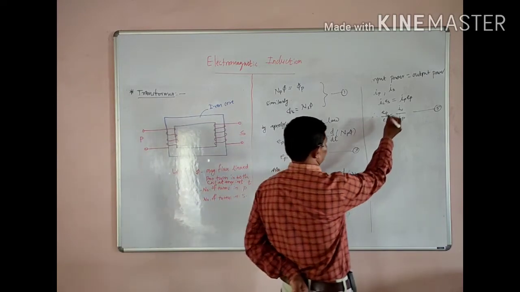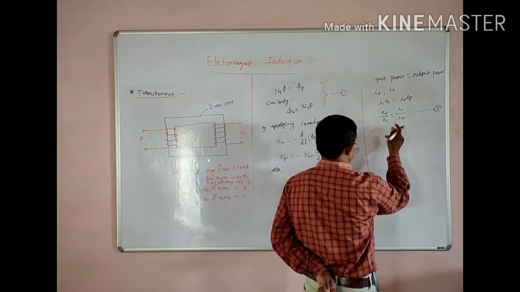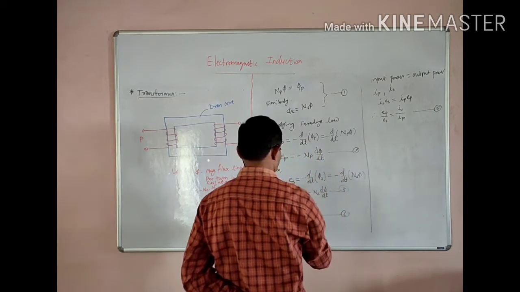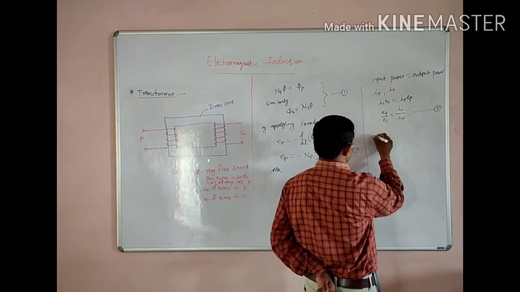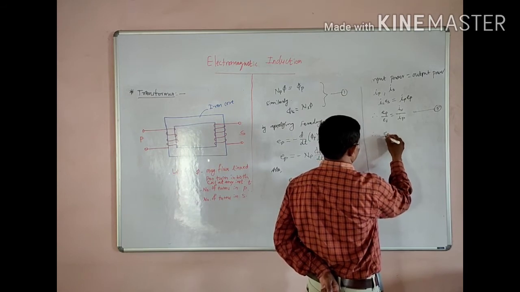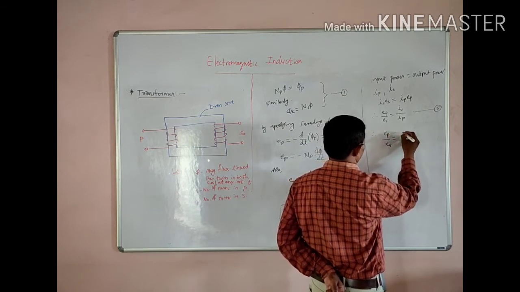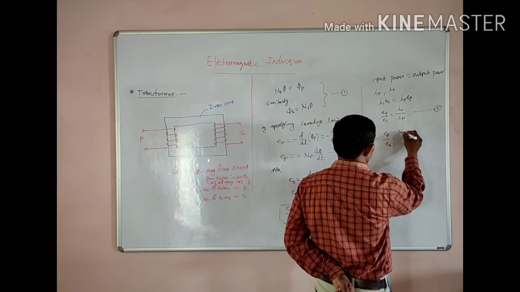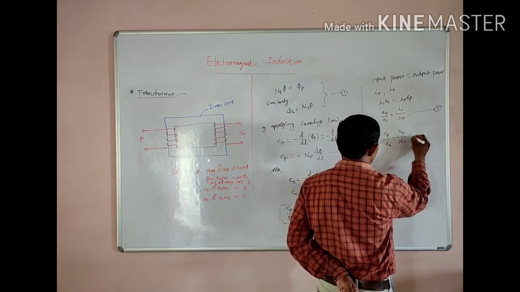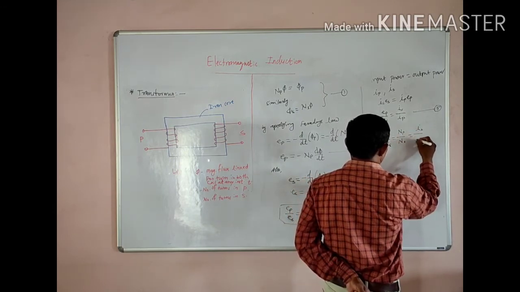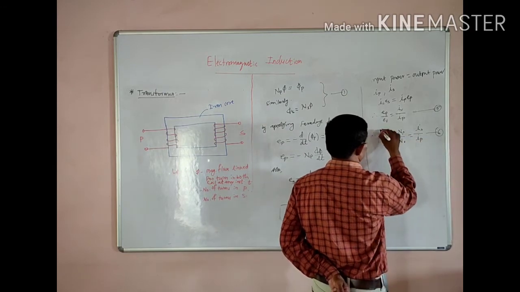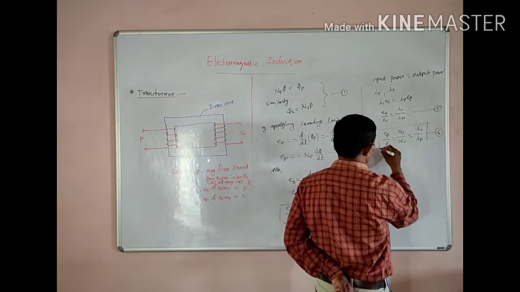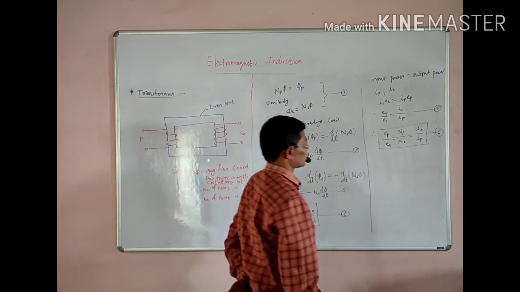Therefore, from equation 5 and equation 4, we can conclude that Ep upon Es is equal to Np upon Ns is equal to Is upon Ip. Suppose this is equation 6, which is the generalized equation here.